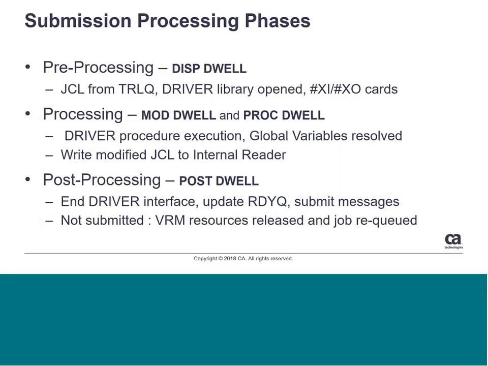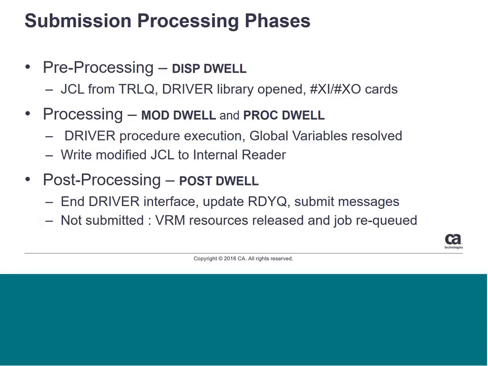So we talked about actual job submission activity, but there are some processing phases that submission will go through when it actually gets around and selects that job to be submitted. So we've got past workload balancing, we've got past virtual resources. We now need to actually submit that, and it goes through a series of processing.